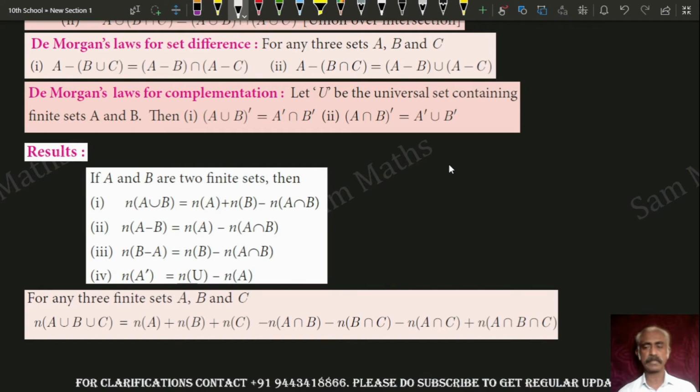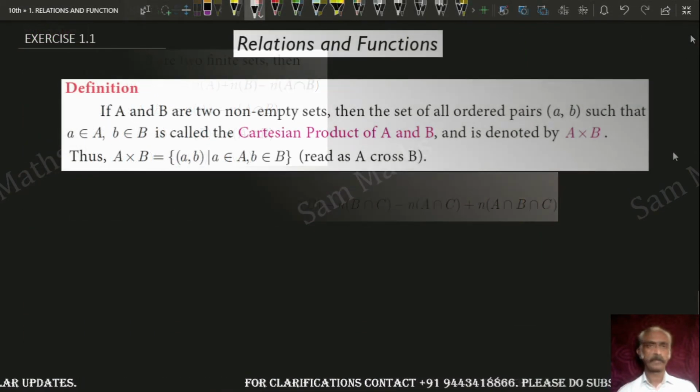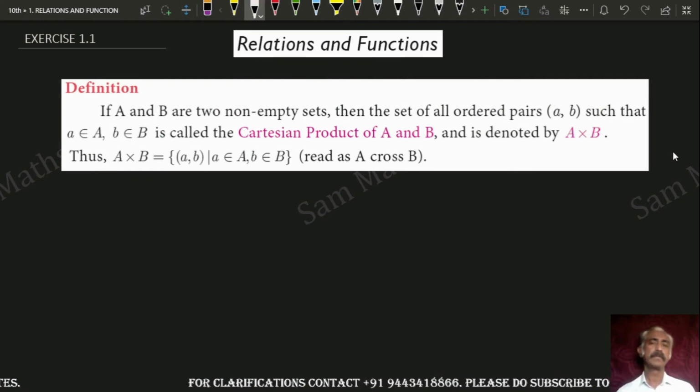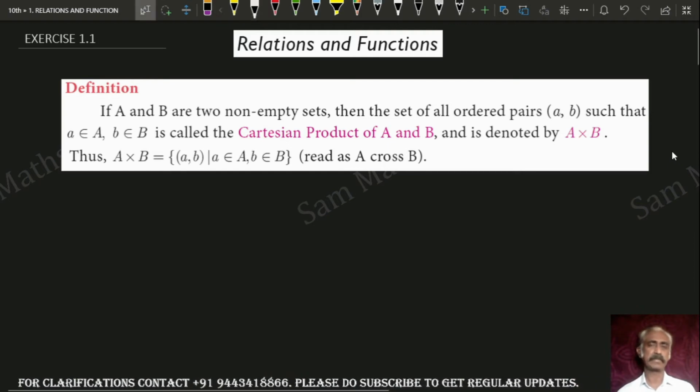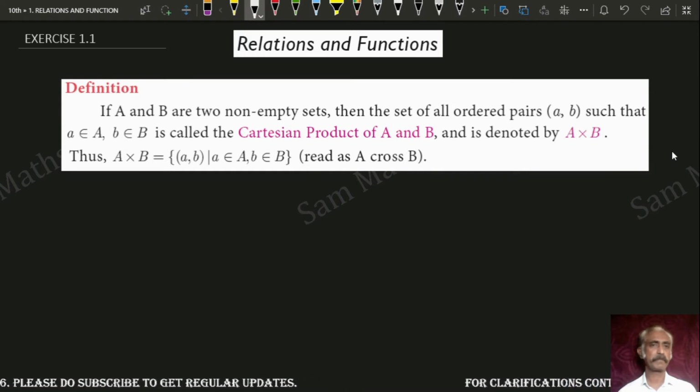Now we are going to discuss the 10th standard topic. Now we are going to discuss the 10th standard portion, that is relations and functions. This is the first topic. For that, we are going to say some different definitions. That is, first one is Cartesian product.